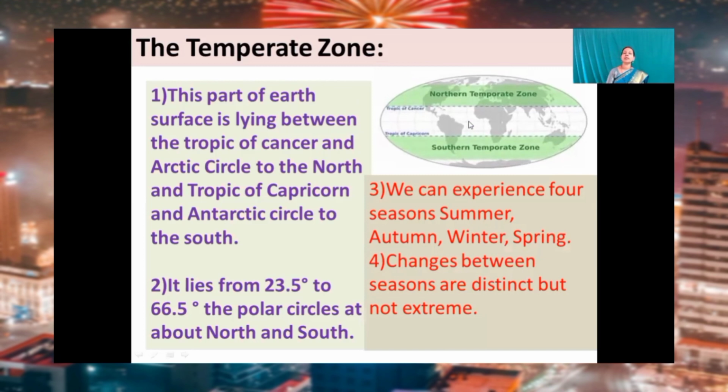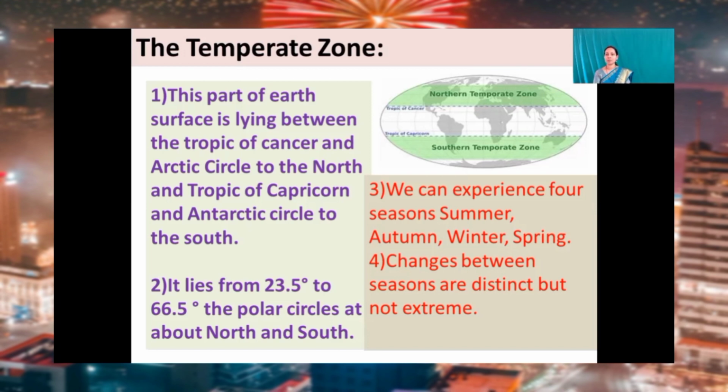Now we have here the temperate zone. This part of the earth's surface lies between the Tropic of Cancer and the Arctic Circle to the north, and the Tropic of Capricorn and the Antarctic Circle to the south. It lies from 23.5 degrees to 66.5 degrees, up to the polar circles at about north and south. We can experience 4 seasons: summer, autumn, winter, spring. Changes between the seasons are distinct but not extreme.